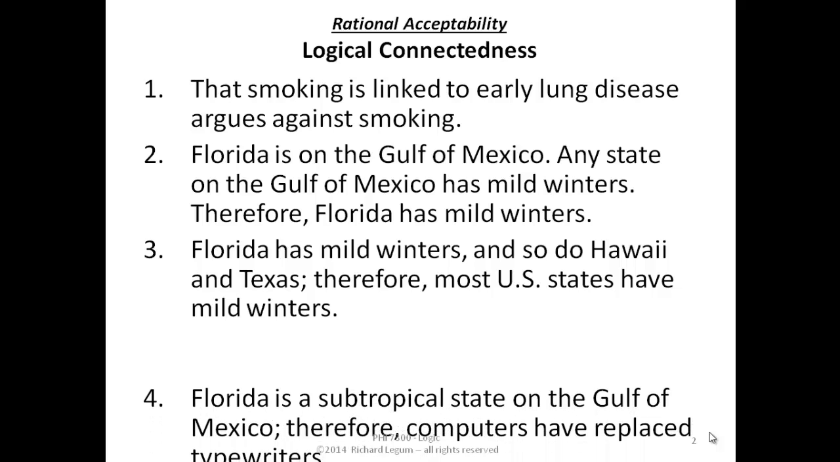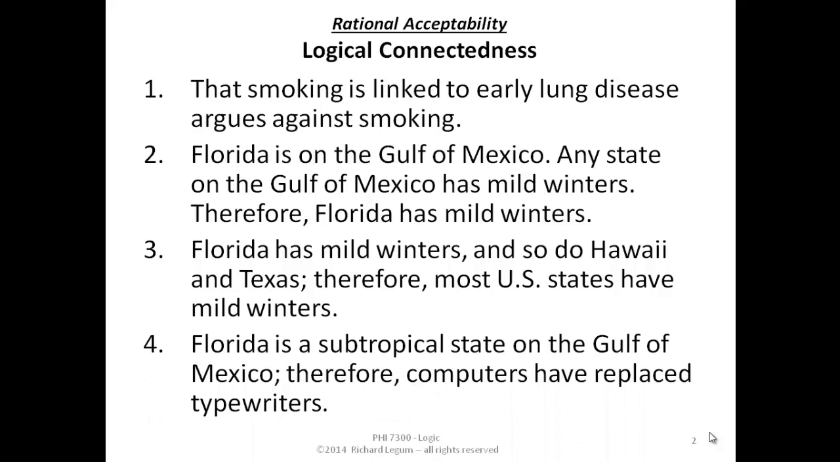And finally, Florida is a subtropical state on the Gulf of Mexico. Therefore, computers have replaced typewriters. Now, if this is a good argument, we need a good logical connection, good logical glue, between those premises and that conclusion. And let's take a look a little bit at the logical connectedness that is exhibited by number 2, number 3, and number 4.